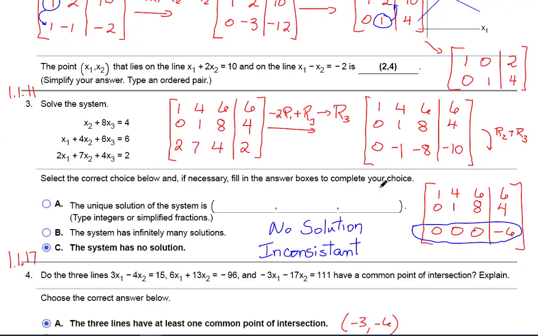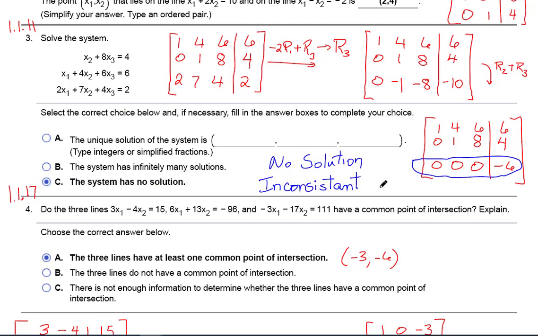All right, in question 3, we'd like to solve this particular system. Now, as I grabbed the coefficients, I noticed I had a 1 in this position. So I went ahead and wrote this row first: 1, 4, 6, 6. And then for this one, it became row 2.